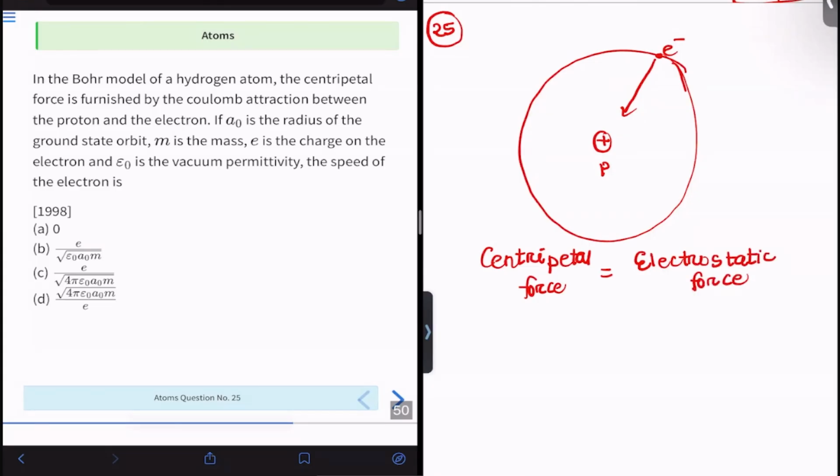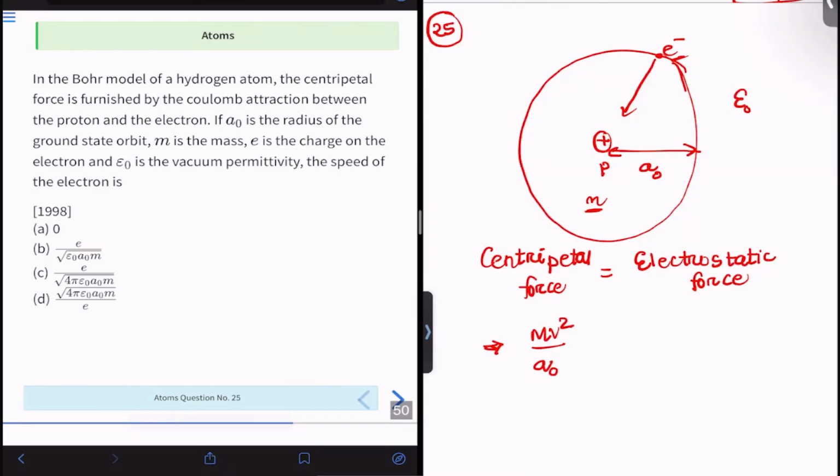And what is the centripetal force? You all must be knowing the centripetal force formula is mv square upon r, or radius. What is the radius they have given us? A naught is the radius. Mass is m, and e is the charge on the electron. And epsilon naught is the vacuum permittivity. So we need to calculate the speed of the electron.